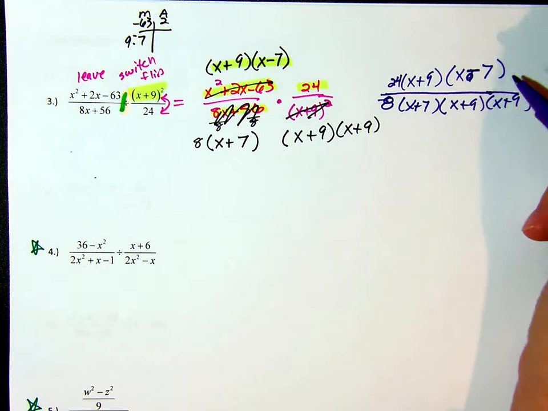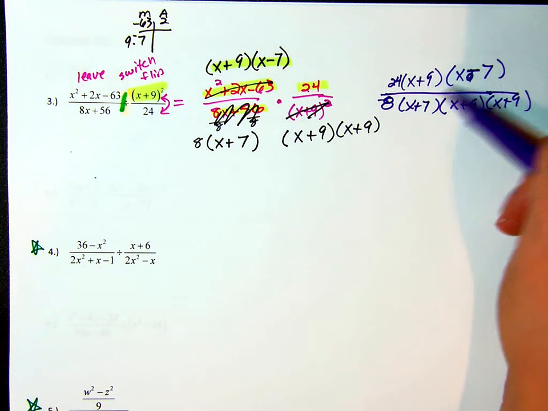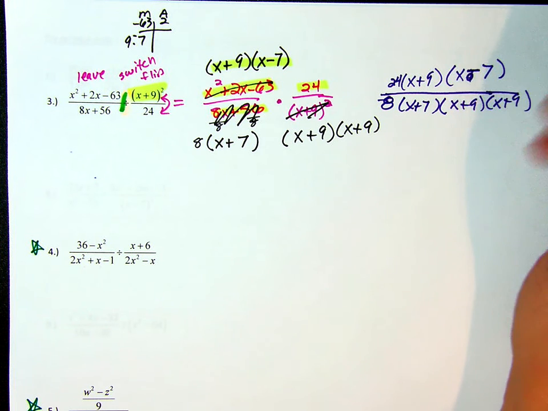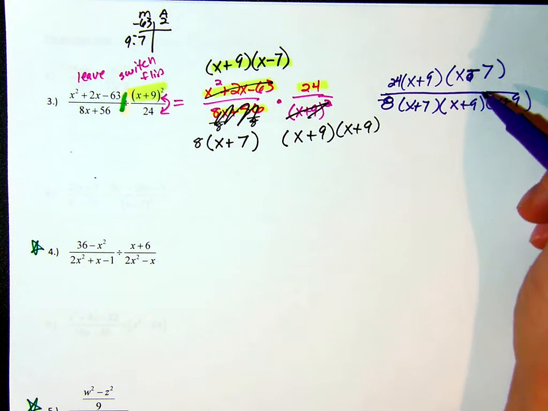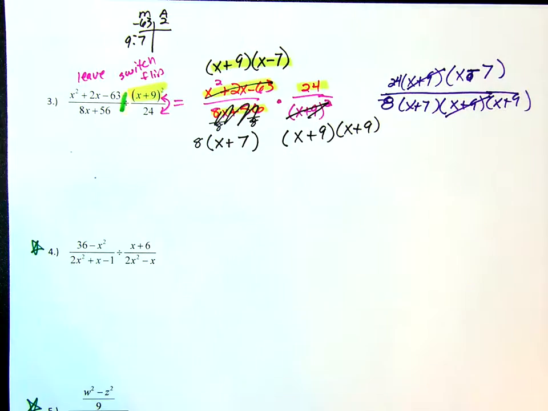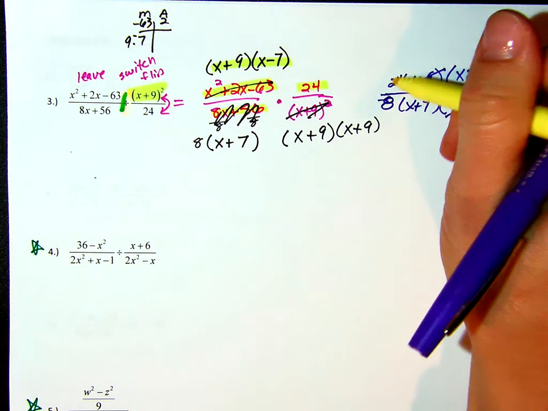Now be very careful here. A lot of you will want to cancel out the x plus 7 and the x minus 7, but one of these is positive and one of these is negative, so they won't cancel out. Also be careful, only one x plus 9 on the top can cancel out one x plus 9 on the bottom, and then we need to reduce our outside terms.